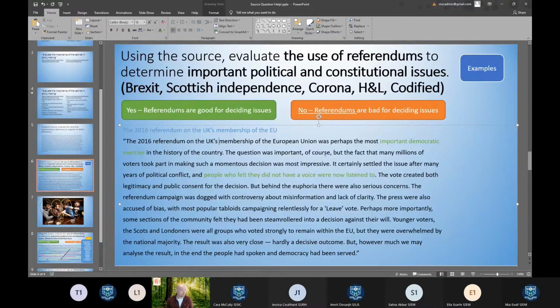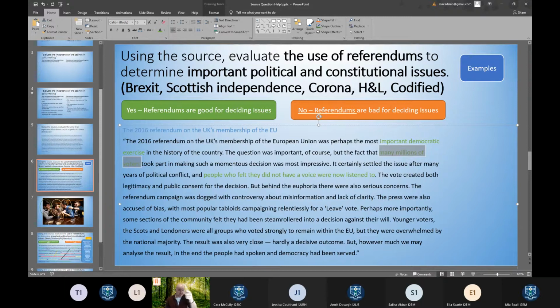The question was important, of course, but the fact that many millions of voters took part. Okay, again, I think we could turn that. So many millions of people took part. So if we've been talking about political participation this week, you know now that party participation is down. You know now that party membership is down. You know that voting turnout is down. So this is a good argument.